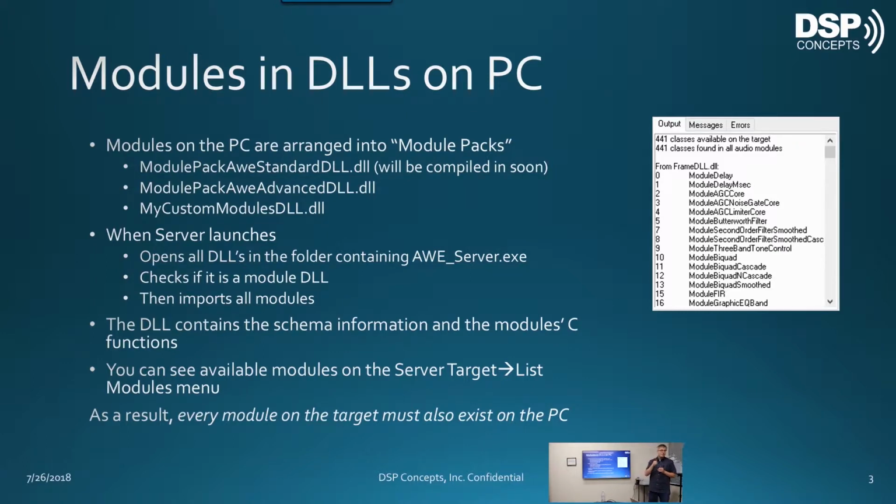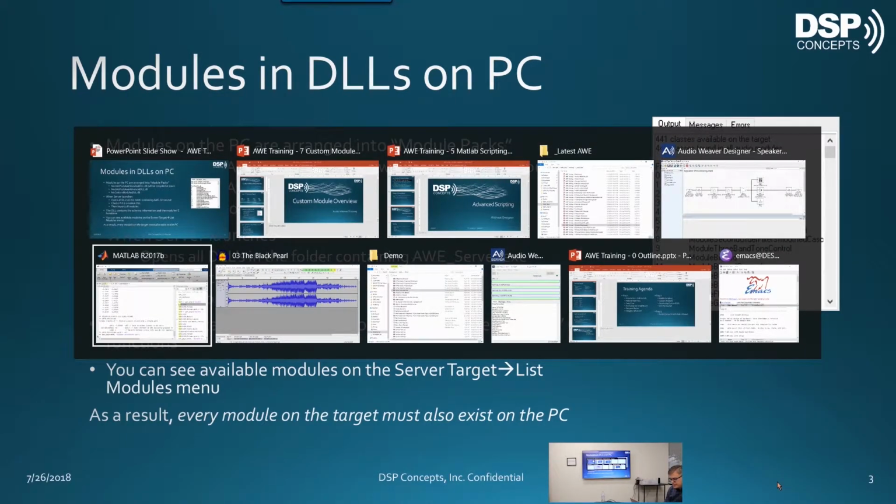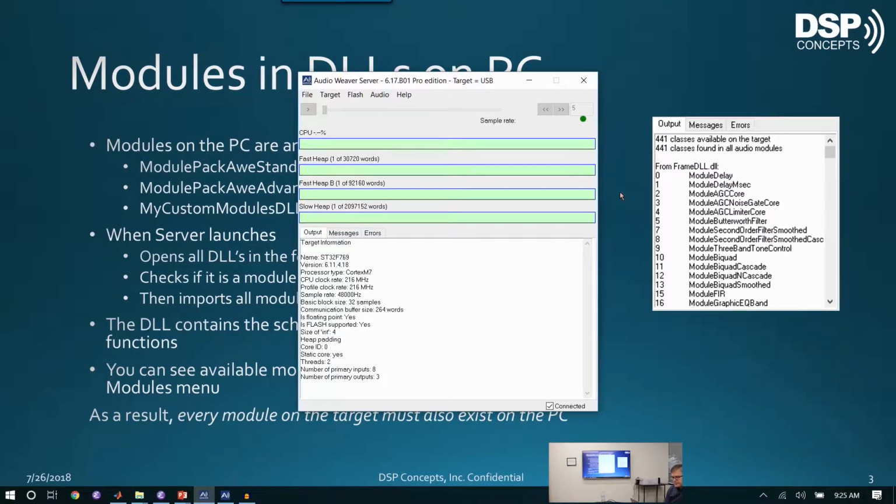The module files, the DLLs, also contain the schema information. So the server can load the information, and then it knows that, hey, the scalar module has a variable called gain and it's floating point. So it has all that information. Okay. So you can see all the available modules on the server by going to the server and then the target menu, list modules. So I can switch here to the server. And I'm connected on USB, target, list modules, and it'll show you all the modules, and it'll tell you which corresponding DLL in the PC holds that module.